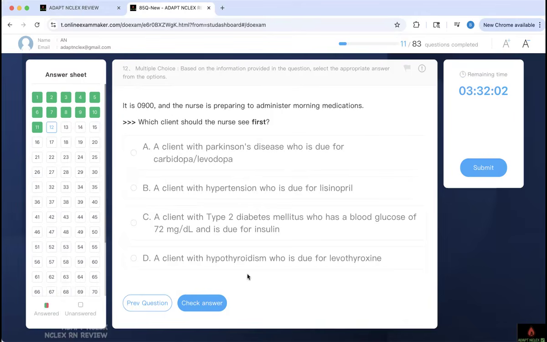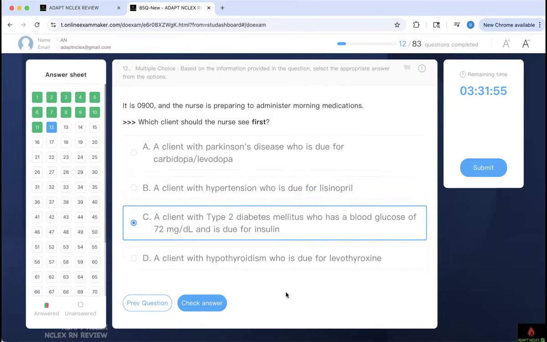What do you think? Pick your answer. Let me know. Pick your answer. Let me know. I can tell you the right answer is that. Why? The patient who has diabetes, his glucose is 72, is due for insulin. If you give them insulin, they're going to become what? Hypoglycemic. So this is the patient you have to go check and make sure what their glucose is.